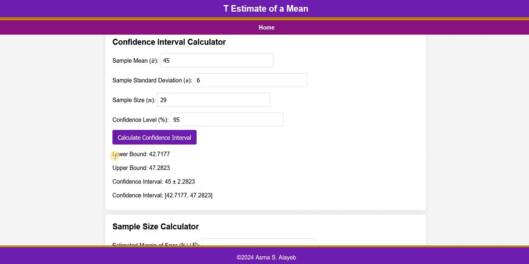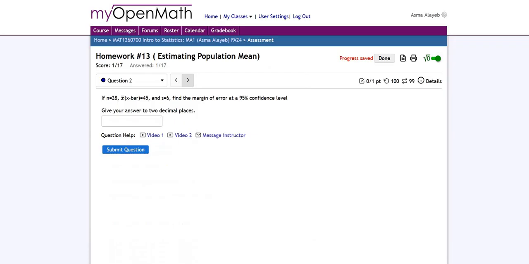You will see here, similar to what we did with the previous homework, you will have the lower bound of the interval, the upper bound of the interval. You will have the confidence interval in this notation, which is basically the sample mean plus or minus the margin of error, or the point estimate plus or minus the margin of error. So here is the margin of error given to us. I will copy that and I will paste it into my homework to check.